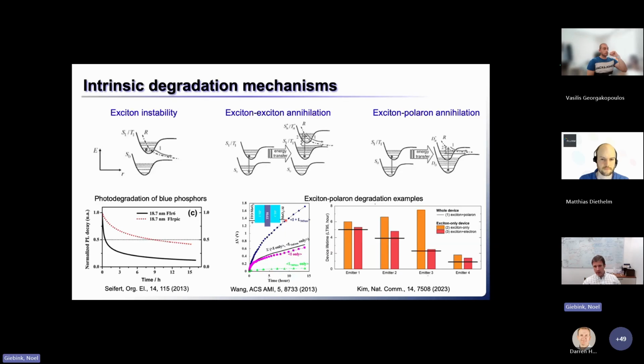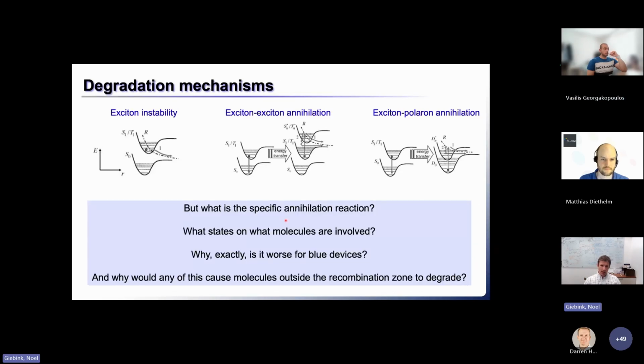I want to focus on this possibility, and it's a little bit unsatisfactory because you can draw diagrams like this. It's not very useful because it doesn't tell you what the specific annihilation reaction is that's causing the problem, really what states on what molecules are involved, and then why exactly it is worse for blue devices. It's easy to wave your hand and say, well, there's more energy flying around, therefore things should degrade faster. But again, that's not being very specific. And so the last thing then is, of course, why would any of this cause molecules outside the recombination zone to degrade faster as well?